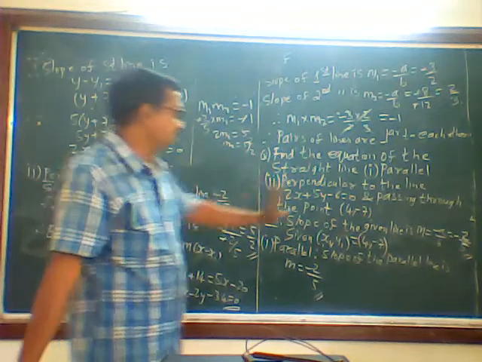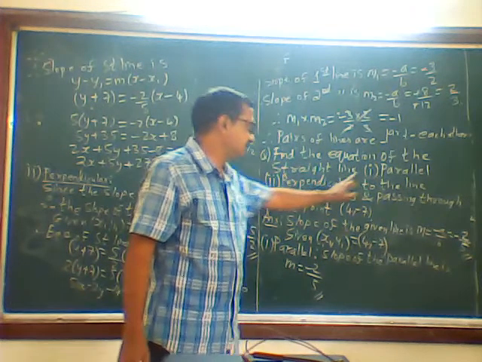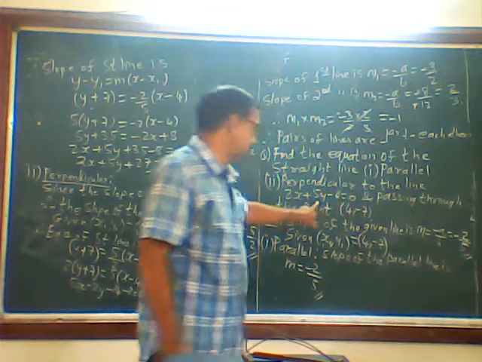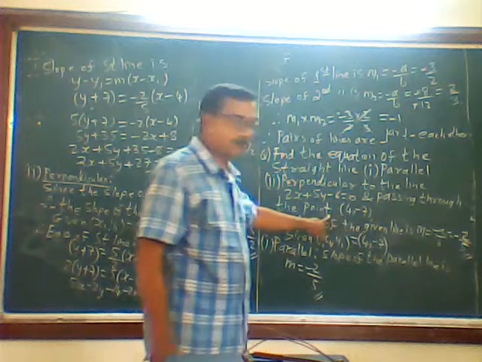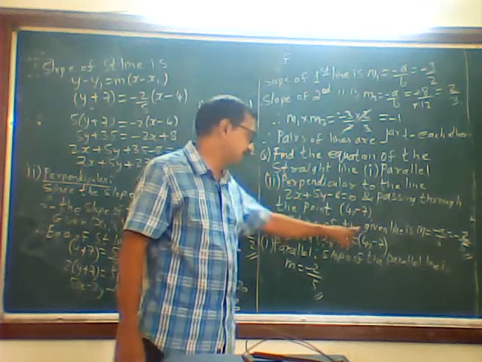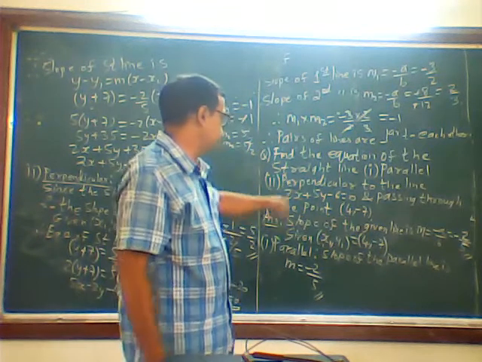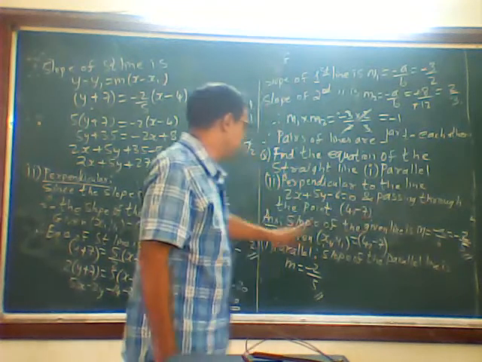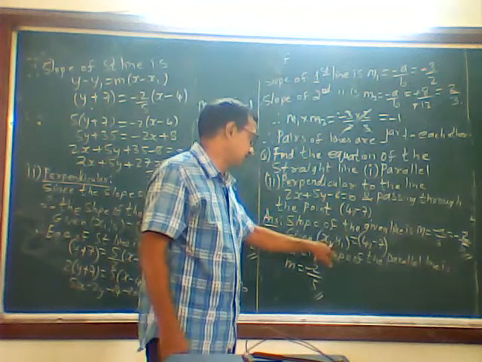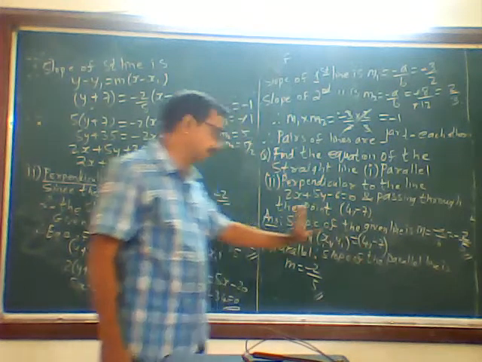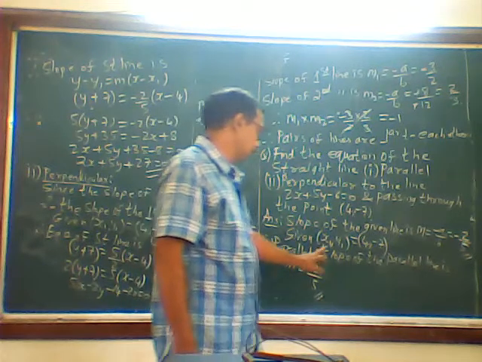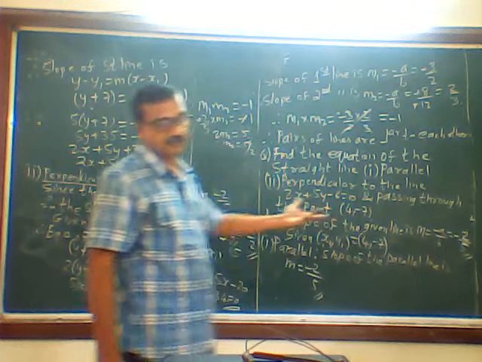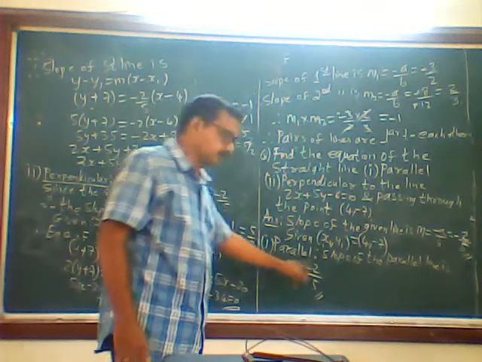What has he done here? Find the equation of the straight line, sub question 1 parallel, sub question 2 perpendicular to the line and passing through the point. So what I have done? Slope of the given line is m, which is minus a upon b, that is minus 2 upon 5. And given x1 comma y1 is 4 comma minus 7. Then I am saying here, therefore the slope of the parallel line is the same, because m1 is equal to m2, it is minus 2 upon 5.